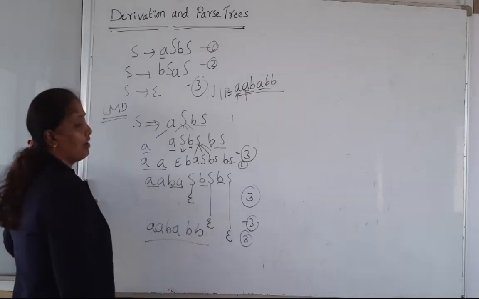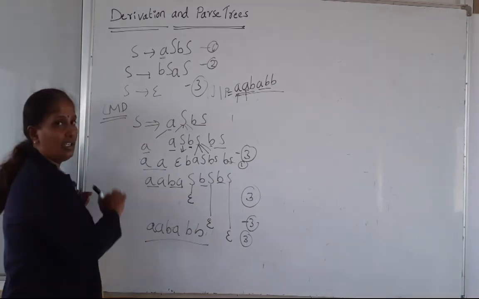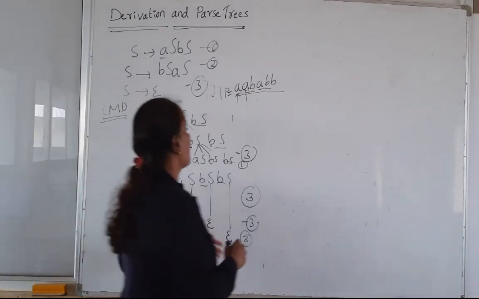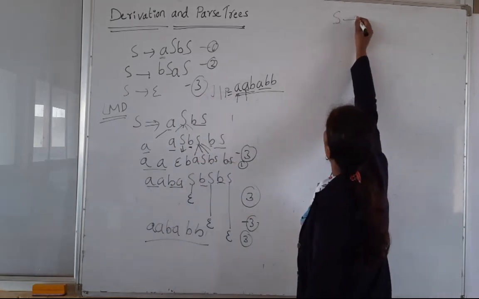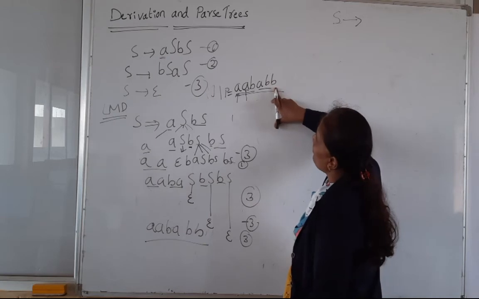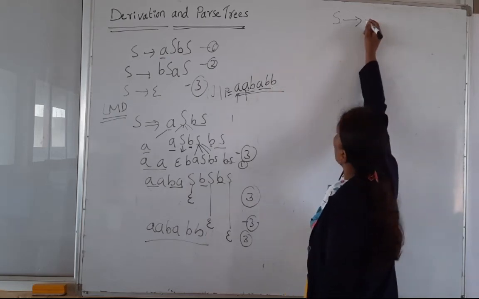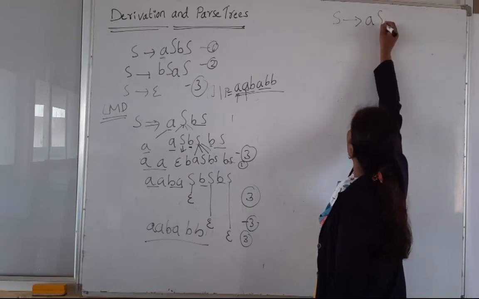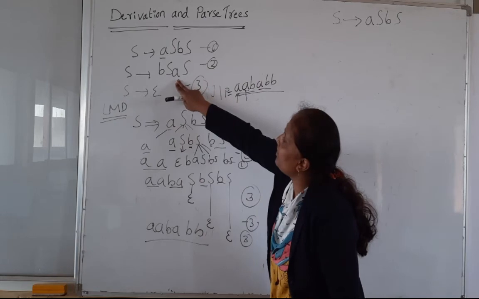B. So I had derived the given input string by using LMD. Next, I will apply the RMD here. So first, I will start with what? What I want here, the B, I must read the B. So I will substitute this S as AS, BS only. If I take a second rule, what I get here?